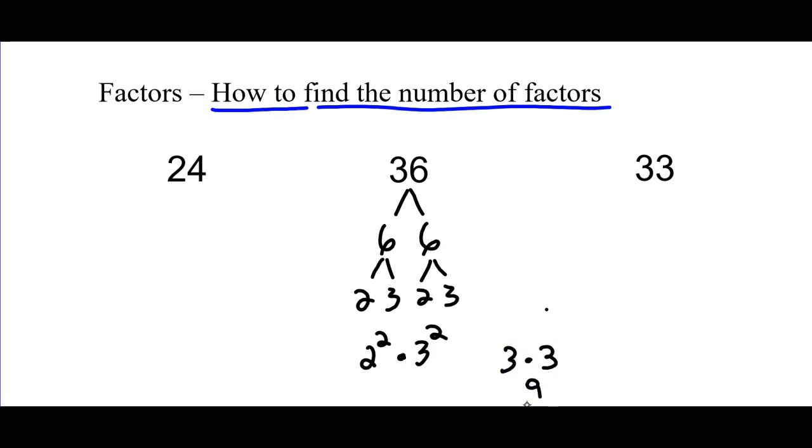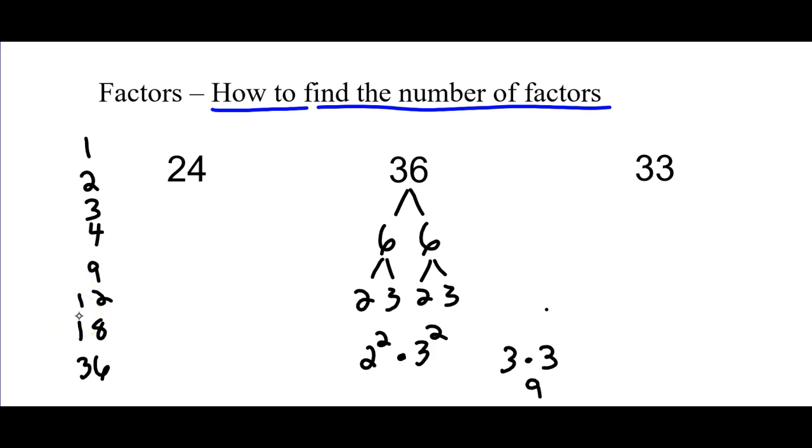So you know what, let's test that out because that seems odd to have an odd number of factors there. So I've got 1 and 36. I've got 2 and 18. I've got 3 and 12. I've got 4 and 9.